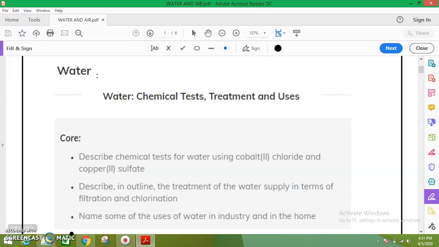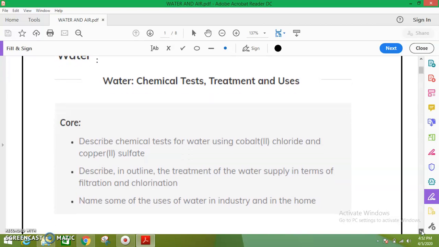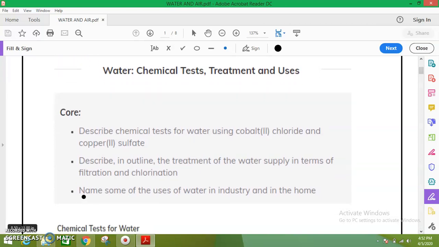First of all, here we have three objectives about water. Describe the chemical test for water using cobalt chloride and copper sulfate. This means we are going to use two chemicals here, first cobalt chloride and second copper sulfate, to identify the presence of water there. The second objective, describe in outline the treatment of water in terms of filtration and chlorination. Third, name some of the uses of water in industry and in the home.